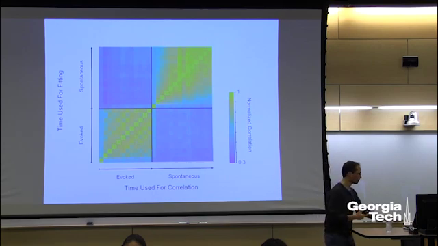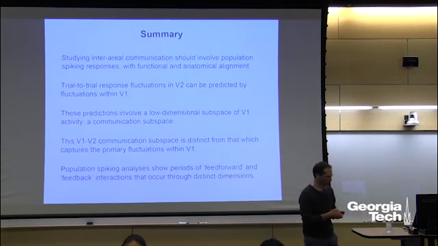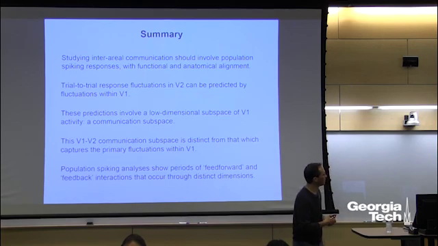Okay. All right. So in summary, what I'm trying to argue for is that when you study interactions between brain areas, you should use population spiking responses, because those are the signals that are actually relayed between different brain regions, rather than single neurons in LFP. In this case, we use trial-to-trial response fluctuations, and we showed that in V2 they can be predicted by fluctuations in V1. The predictions involve a low-dimensional subspace of V1 activity, which we term the communication subspace.